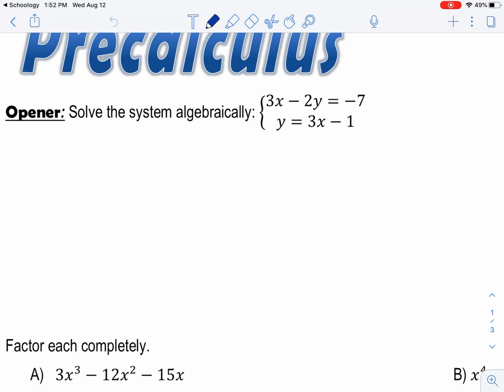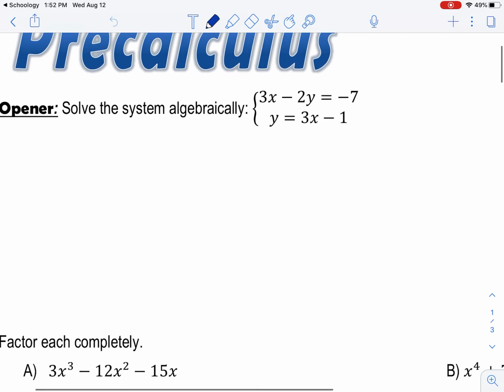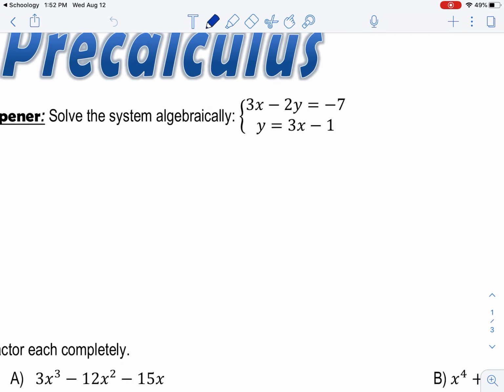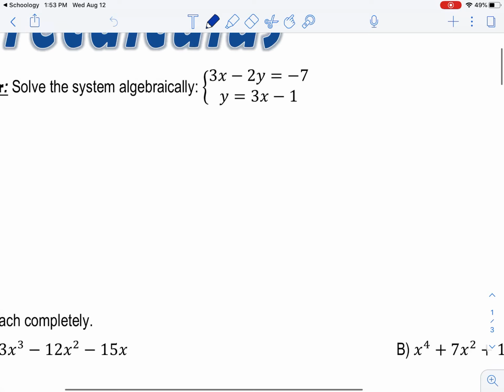We did solving the system on the day 1 notes. Remember, if you have a system, 2 equations, 2 variables, substitution, elimination, graphing, matrices are out because it's no calculator. Graphing, there's no graph paper. So substitution or elimination. Substitution I would use if there's a variable that's already solved for. In this case, there is a variable that's already solved for. Y is. So I'm going to use substitution.